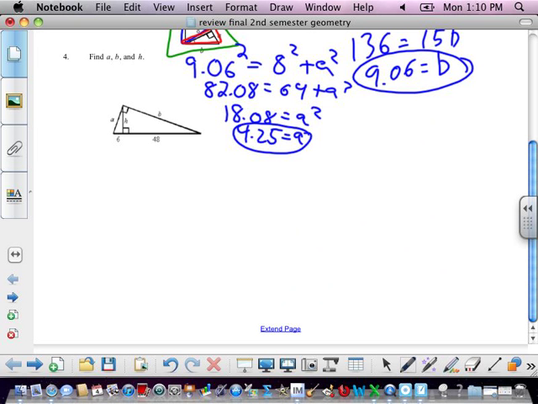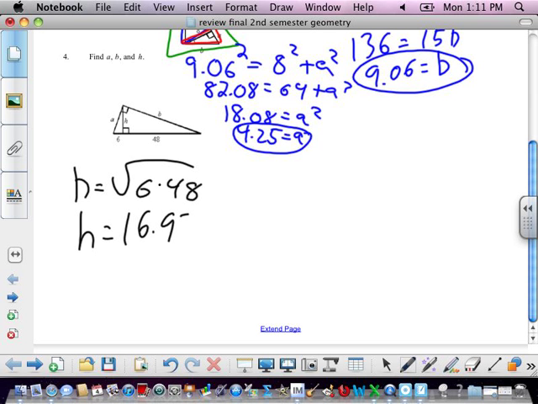Who remembers what the geometric mean is? Anybody? Okay. So h equals the square root of 6 times 48. If you look at the big triangle, see the altitude is h. So to find the altitude, you simply do the geometric mean, which is both sides of the hypotenuse multiplied by each other, and then take the square root. So we get 16.97 equals h. This is the geometric mean.